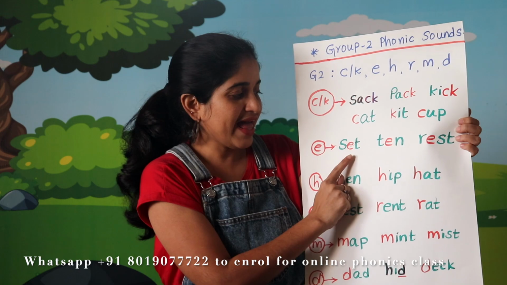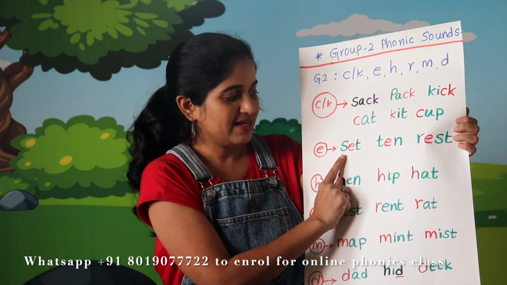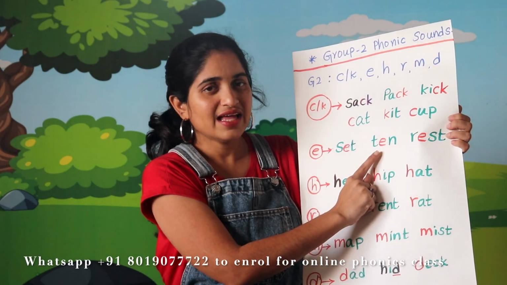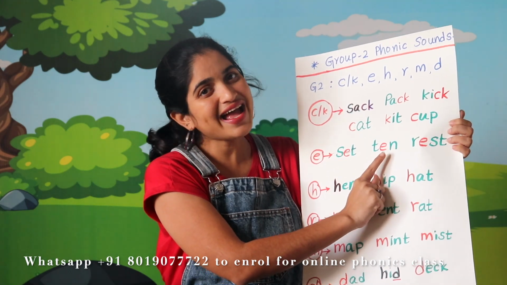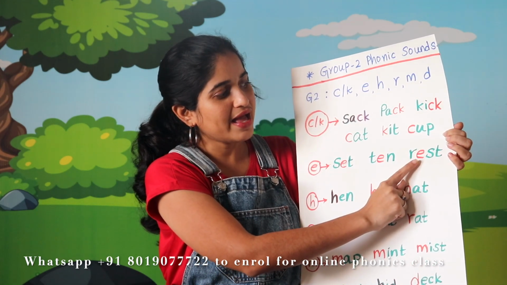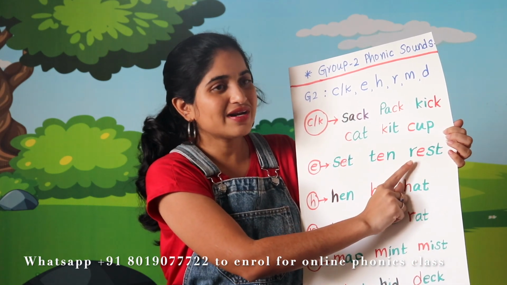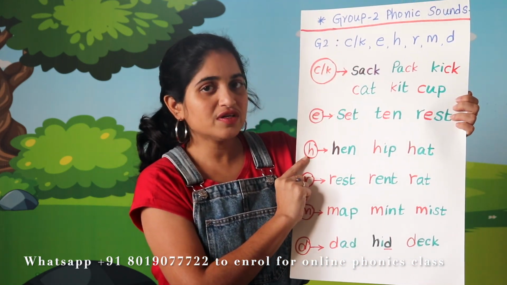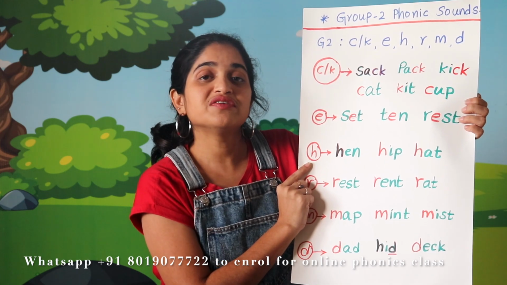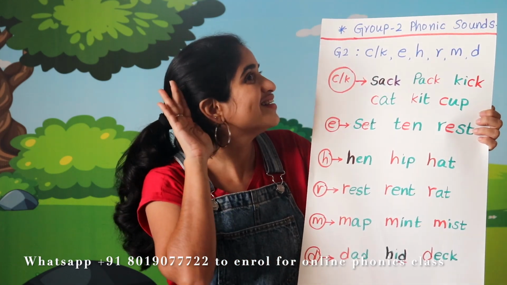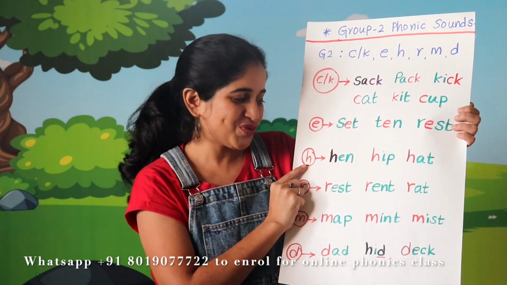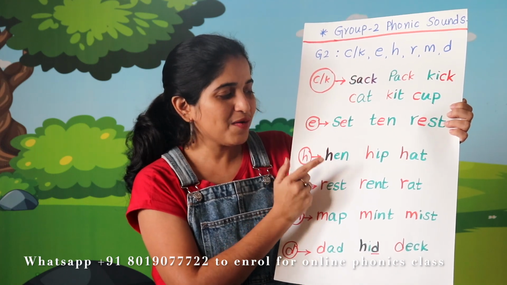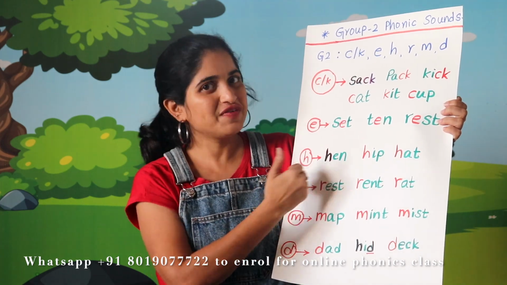S, e, t, set. T, e, n, ten. R, e, s, t, rest. Okay, children. Next, we have the letter. Which letter is this, children? Letter H. Very good. Now, let's learn the rhyme first before we get into some words.